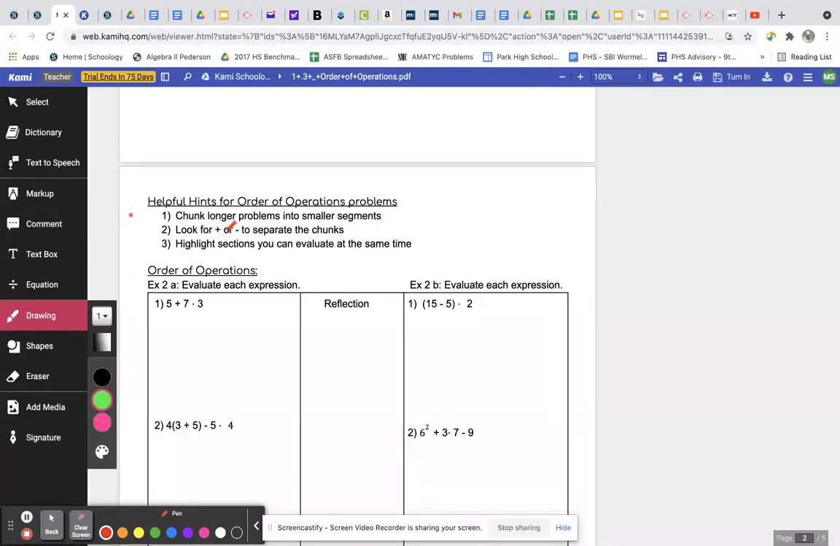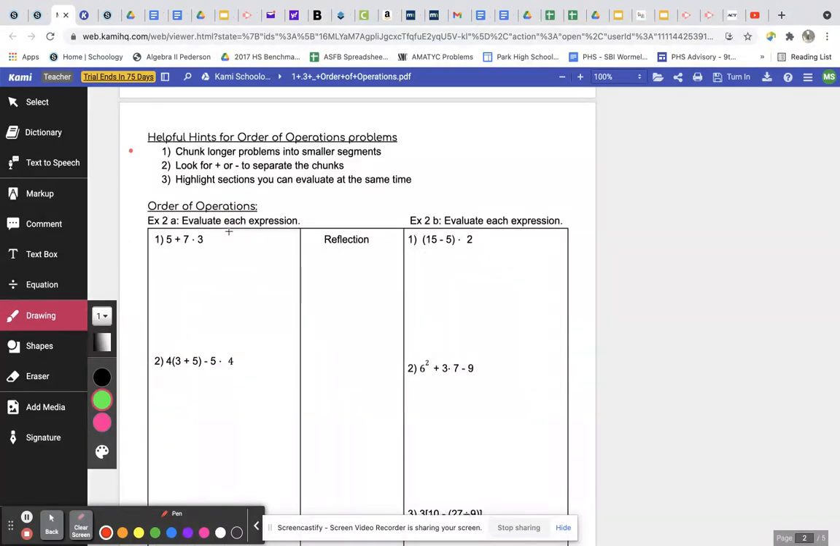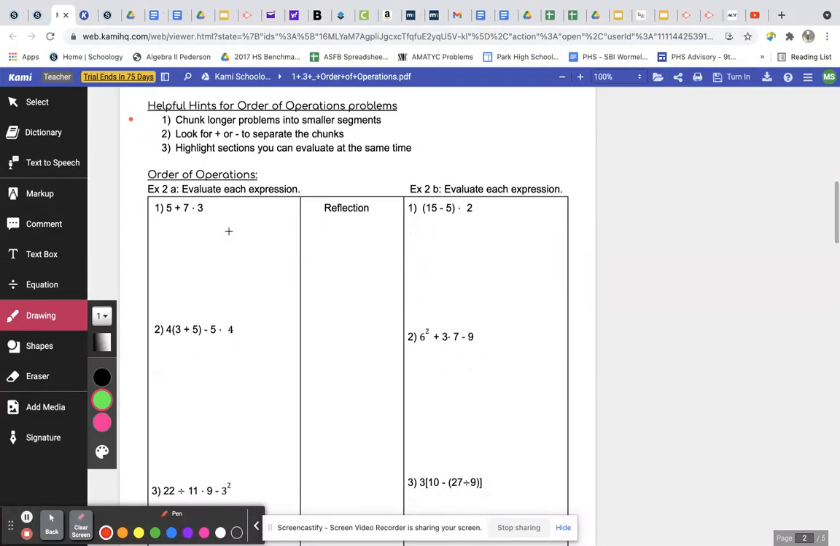Another helpful hint is take your time on this. Don't rush and show your work, okay? When you show your work on this, the more work you show, the more credit you get. Okay, so we're going to use some of these helpful hints up here.